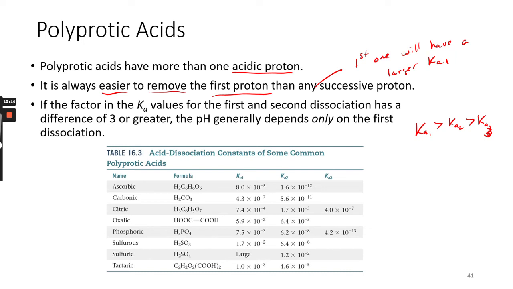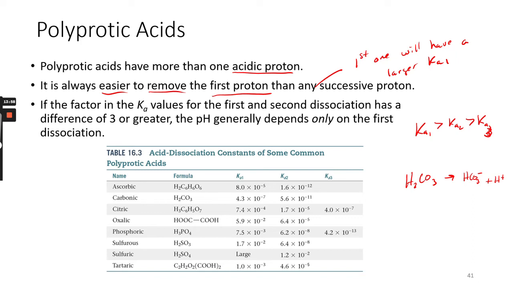Well, let's take carbonic acid. Once you lose one proton, so here we lost the proton. Now it has a negative charge on it. Because this is now negative, it's going to hold on to this last proton, the positive hydrogen, a little bit tighter. So it's harder for it to dissociate. So that is why Ka2 is less than Ka1.